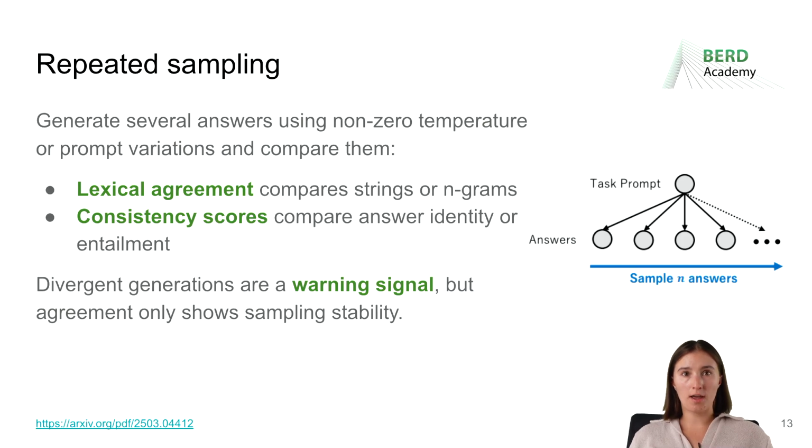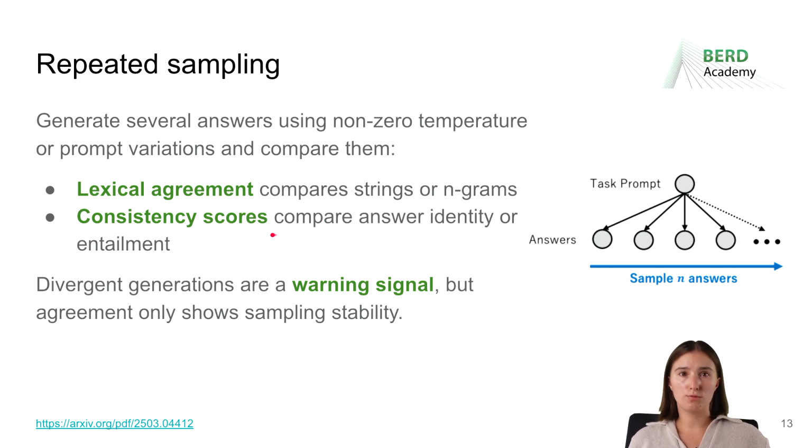The next method we're going to look at is repeated sampling, where you basically have a task prompt that you just repeat, and you need a model that has a so-called non-zero temperature. Temperature is basically a setting that tells you how diverse the sentences should be, or how much it should really stick to just the very next probable word. And then you sample multiple answers, or another option would be to vary the prompt a little and compare the answers. You can compare the lexical agreement, so basically just comparing the strings.